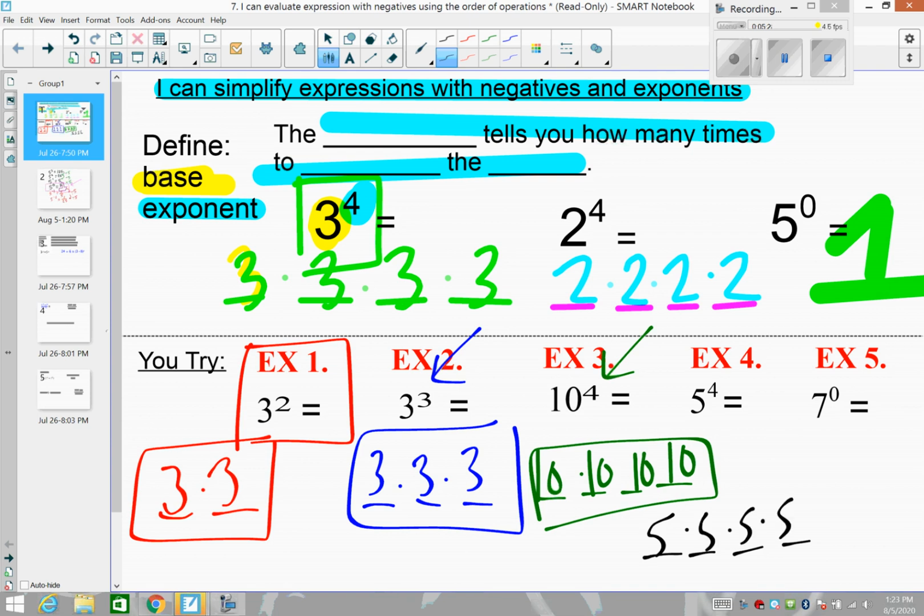So that's 5 times 5 times 5 times 5. And that would be 625.